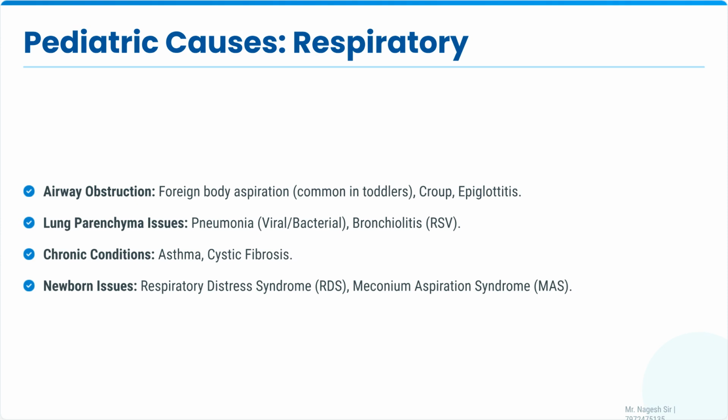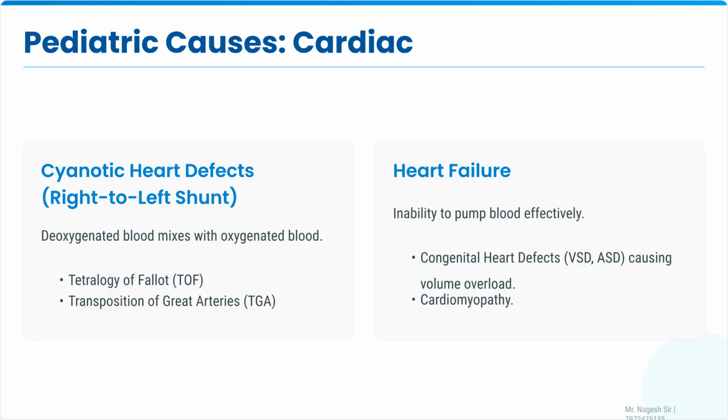Pediatric respiratory causes of hypoxia include airway obstruction from foreign bodies or conditions like croup, lung issues such as pneumonia and bronchiolitis, and chronic issues like asthma or cystic fibrosis. Pediatric cardiac causes often involve cyanotic heart defects, where deoxygenated and oxygenated blood mix, such as in tetralogy of Fallot, or heart failure, which affects the pumping ability.